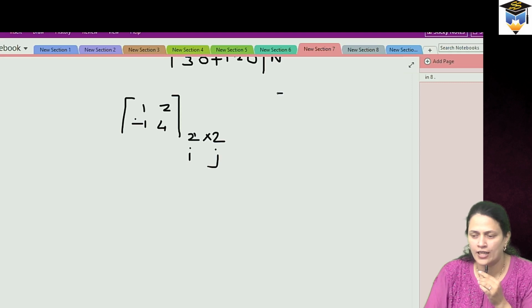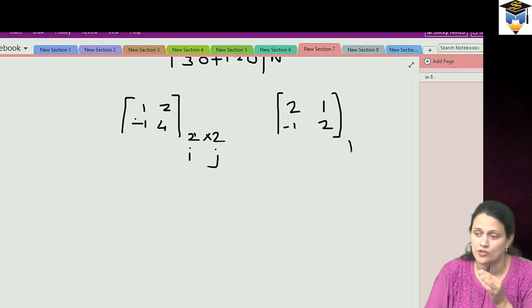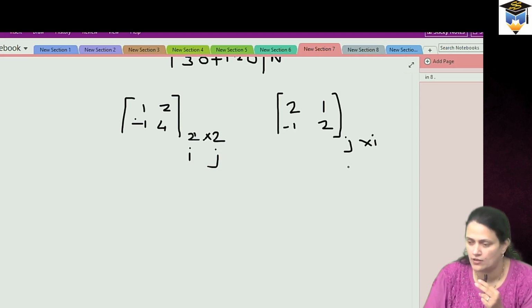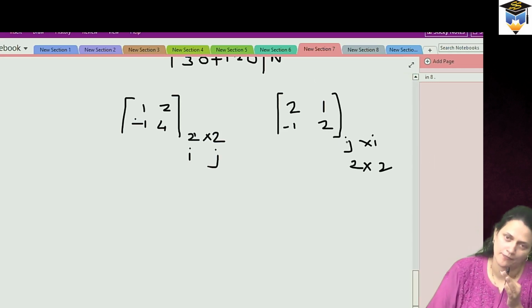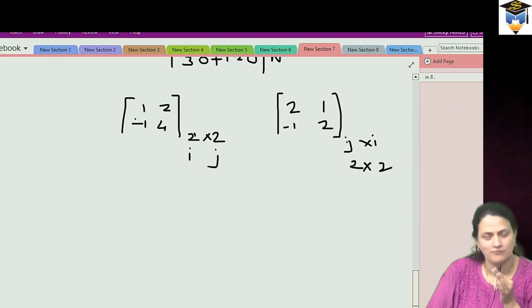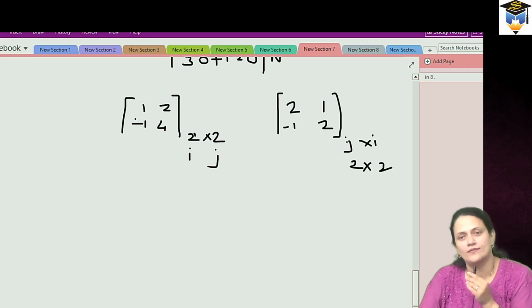But now if I take another matrix and write it like this, j multiplied by i, that is, first I write the number of columns. How many columns? Number of rows? So it is again a 2 by 2. So even if I change the number of rows and columns, the order remains one and the same.